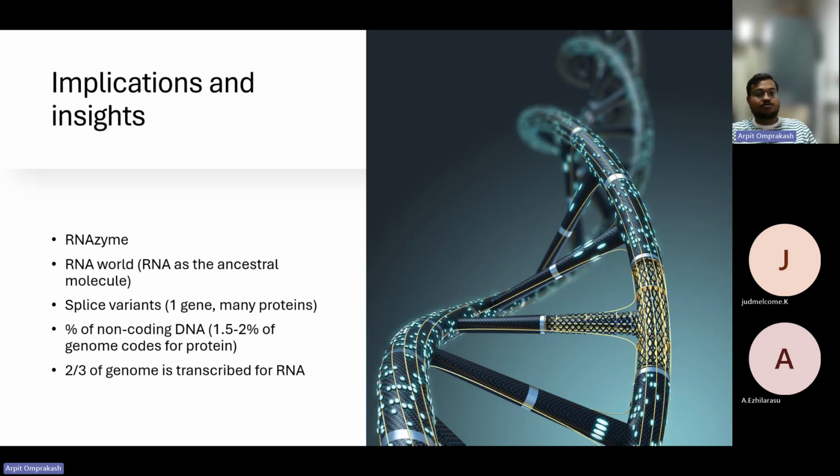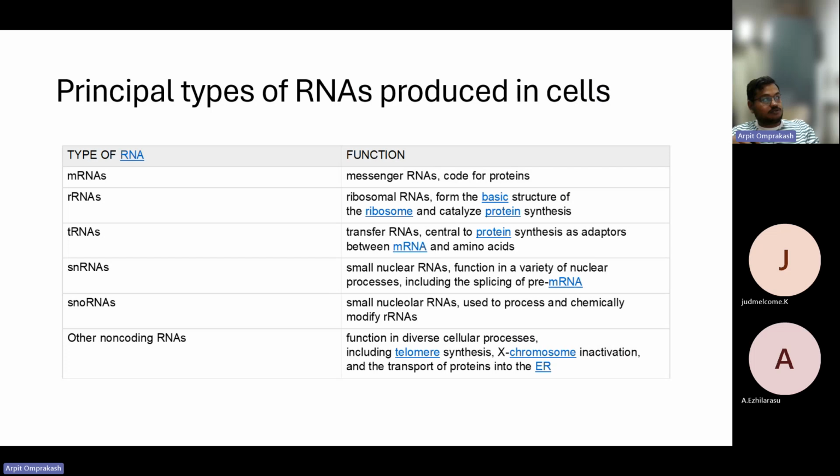So one gene can give rise to many different variants of the protein. Then the next thing we know is that since eukaryotes have a large amount of introns and fewer exons, the percentage of non-coding DNA is a lot in eukaryotes. Only 1.5 to 2% of the whole genome codes for protein, whereas we also know that two-thirds of the genome is transcribed for RNA. Right. So we have these RNA which are produced by the genome, but which are not basically coded into proteins.